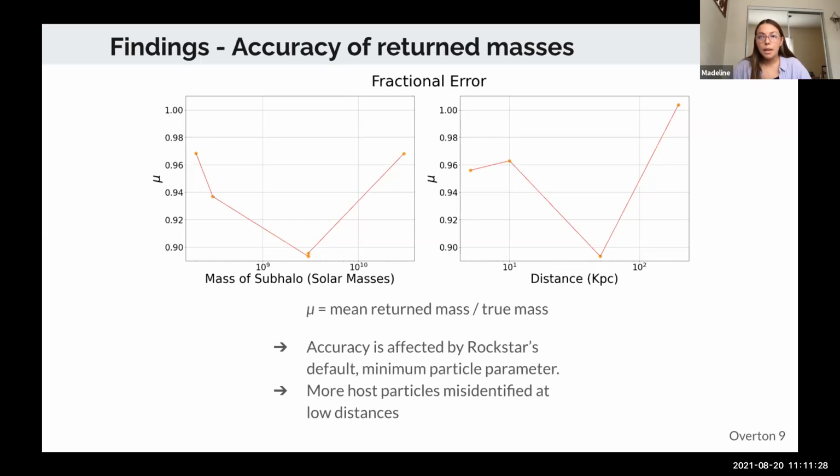There's actually a minimum number of particles that Rockstar will even consider calling a halo. And so as we approach that limit, it internally rejects any underestimations for the mass. Even though fewer subhalos are being found, of those subhalos, the mass is more accurately returned. As for very centrally located subhalos, we believe that more host particles are being misidentified as belonging to the subhalo. And so this also artificially boosts up the mass of those very small, very centrally located subhalos.